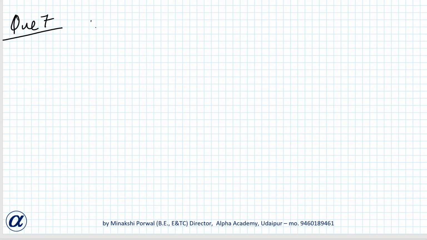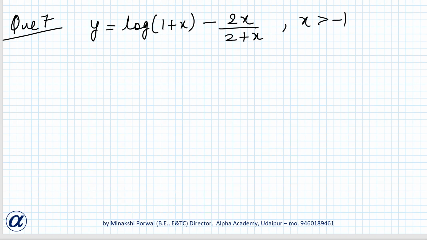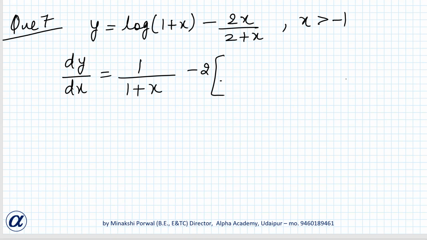Now, show that y equals to log of 1 plus x minus 2x by 2 plus x, where x is greater than minus 1, is an increasing function of x throughout its domain. Okay. So first of all, we'll differentiate it. Dy by dx: d by dx of log x is 1 by x, and d by dx of this we can take the minus 2 outside, using denominator into d by dx of numerator minus numerator into d by dx of denominator, over denominator square.